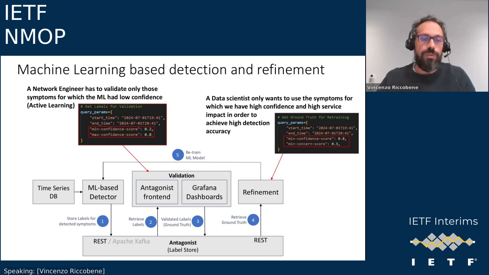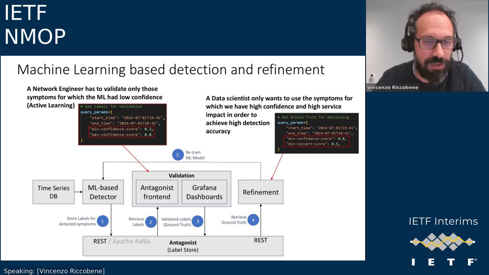And what this does, basically, just to go through the flow very quickly, the first step being the machine learning based detector reading the time series data from the time series DB, and then storing the labels on the label store on Antagonist via REST. In the future, we are planning to introduce also Apache Kafka at some point as an ingestion mechanism. And then the validation being done via the Antagonist front end and the Grafana dashboard.